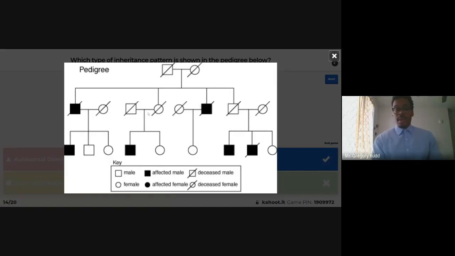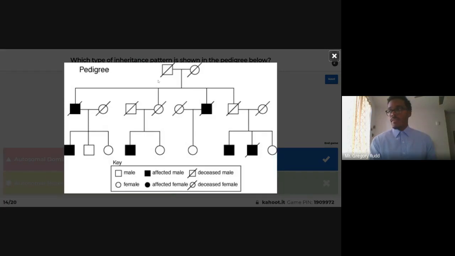The other thing we need to think about is the difference between autosomal and sex-linked. Autosomal means that this would not be, well, I just said that, so I'm sorry. We're not thinking about sex-linked. We know it's sex-linked because it's only affecting males, but we want to know if it's dominant or recessive. If it's dominant, everybody who was affected by the trait must have had a parent who also had the trait. But we don't see that here.